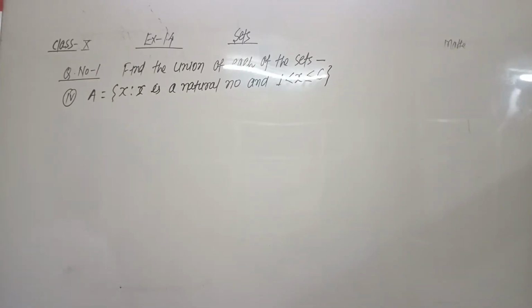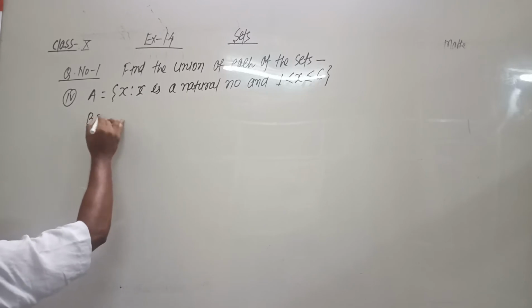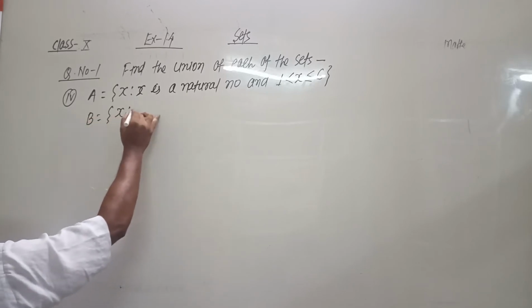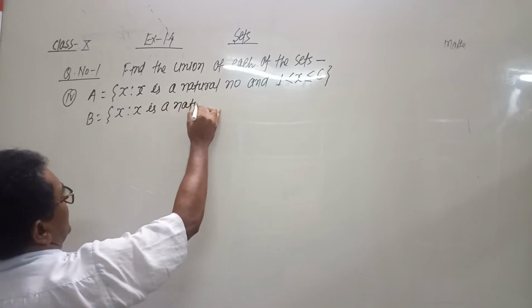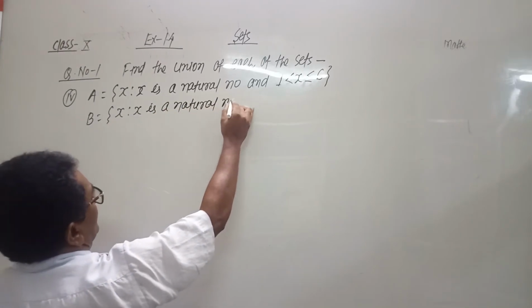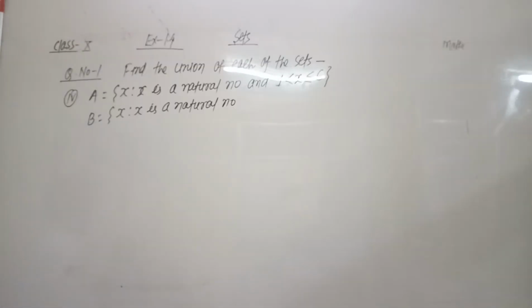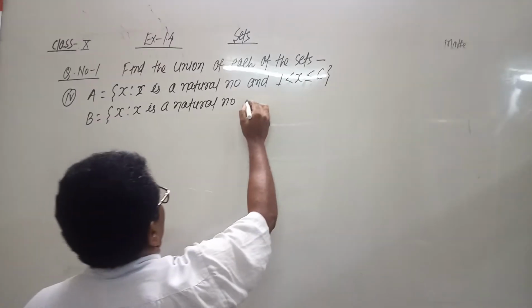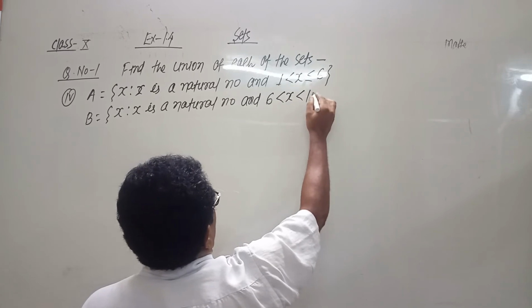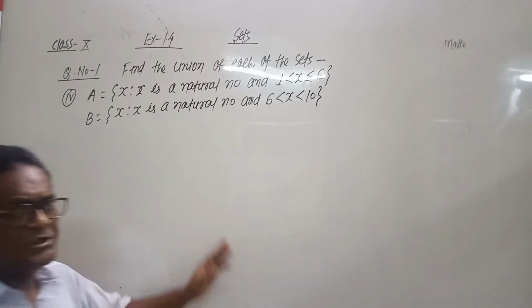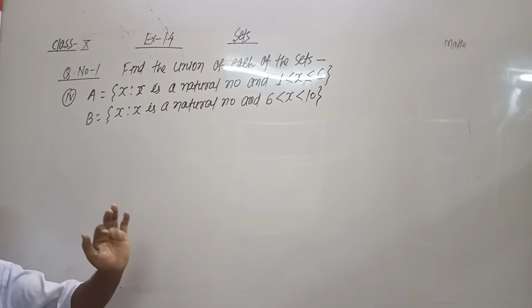And set B equals X such that X is a natural number and 6 is less than X is less than 10. So this is written in set builder form.